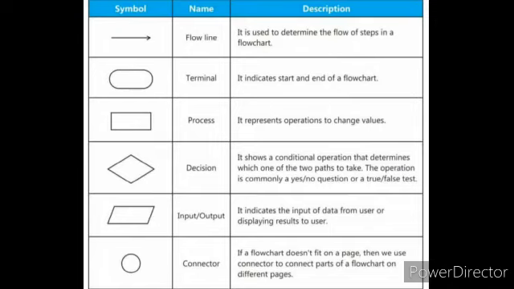Next symbol is parallelogram, which is input output. It indicates the input of data from the user or displaying result to the user. And next one is circle, which is connector. If a flowchart doesn't fit on a page, then we use connector to connect parts of a flowchart on different pages.